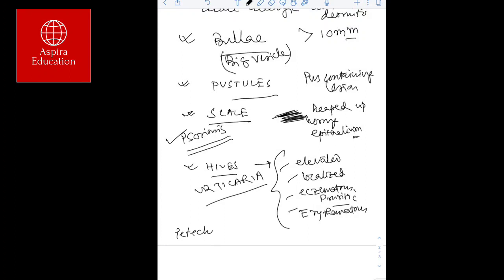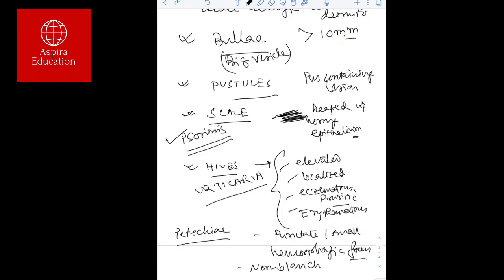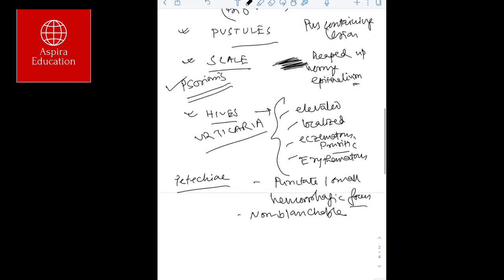Next, petechiae. So what are these? These are punctate, small hemorrhagic foci. This is small, that's very important. And one more important thing, they are non-blanchable. Remember, a close differential is spider nevi, which is blanchable. This one is non-blanchable.